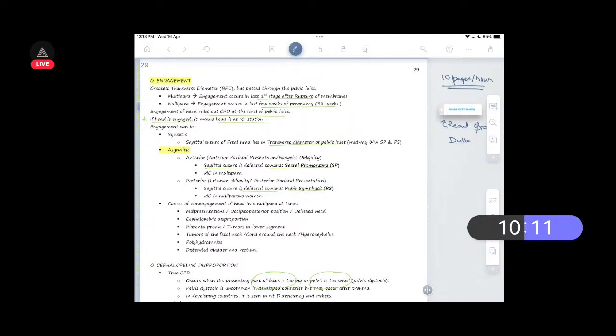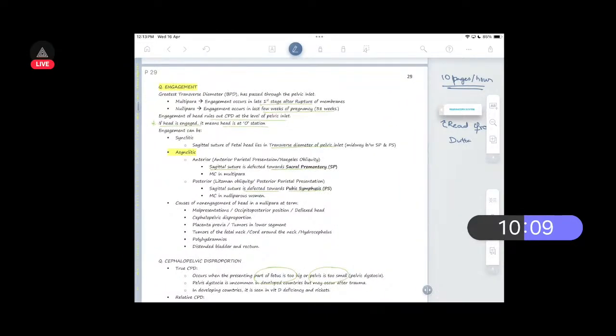Engagement: the greatest transverse diameter, the biparietal diameter, passes through the pelvic inlet. In a multipara, engagement occurs in late first stage after rupture of membranes. In a nullipara, engagement occurs in the last few weeks of pregnancy, around 38 weeks. Engagement of the head rules out cephalopelvic disproportion at the level of the pelvic inlet. If the head is engaged, it means the head is at zero station. Engagement can be synclitic or asynclitic.